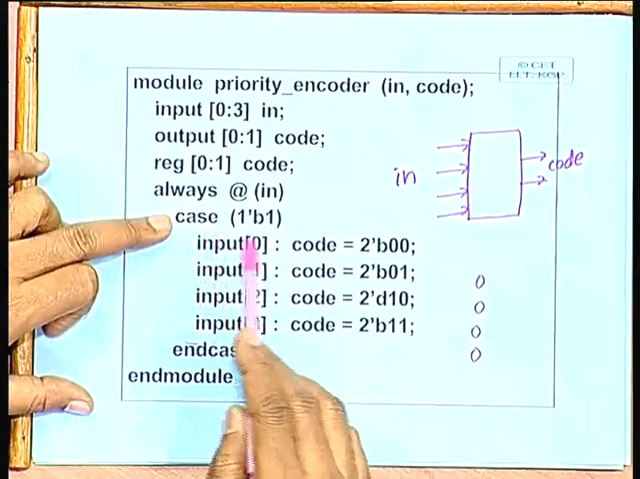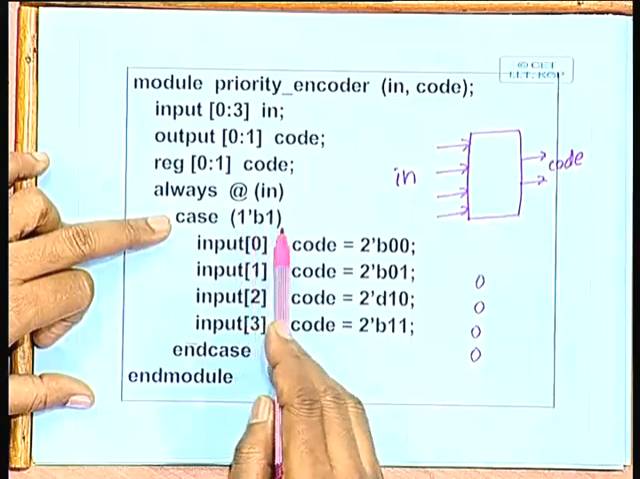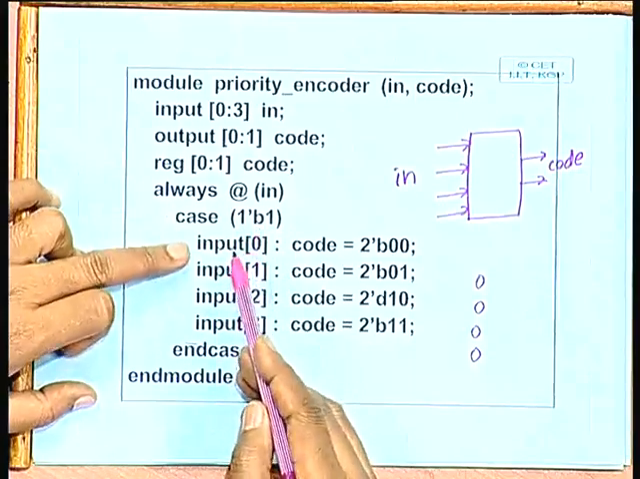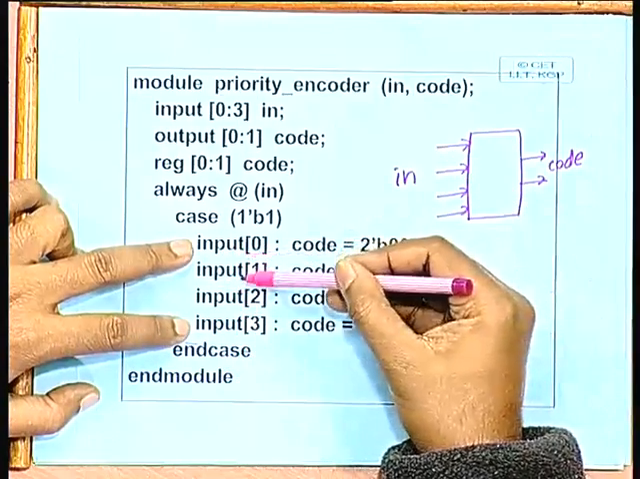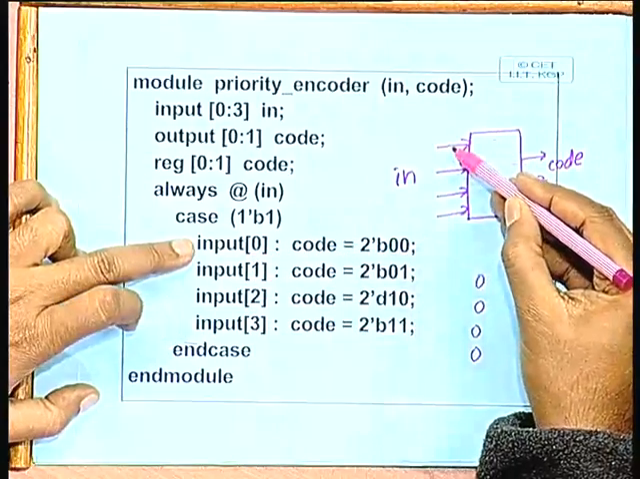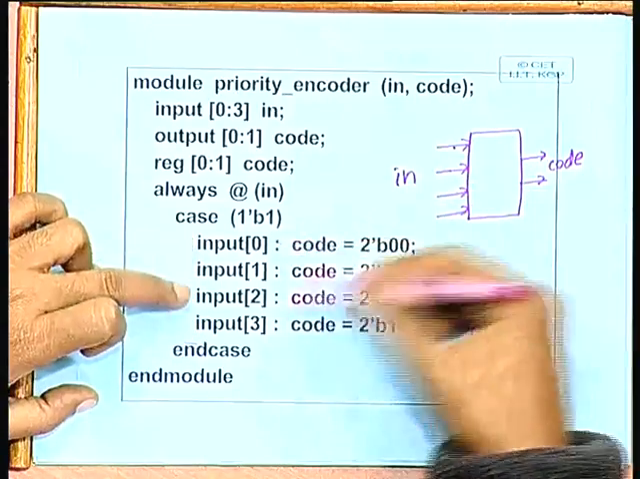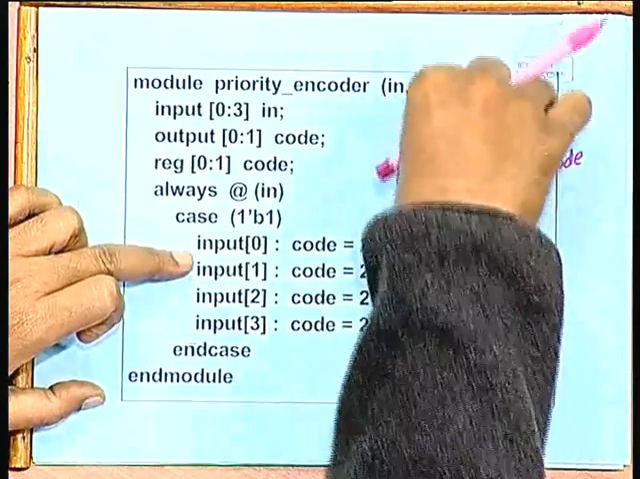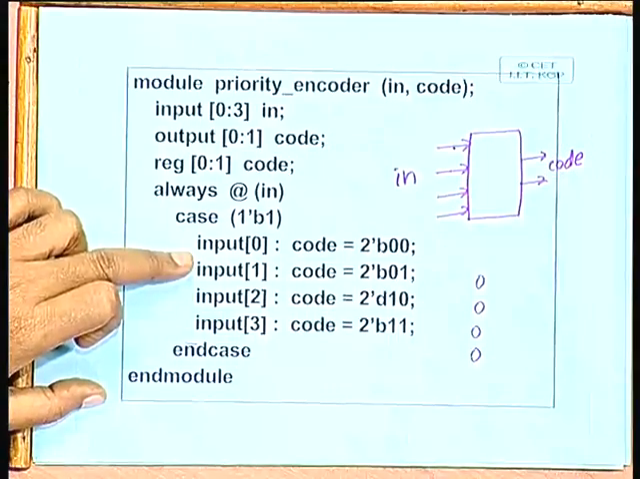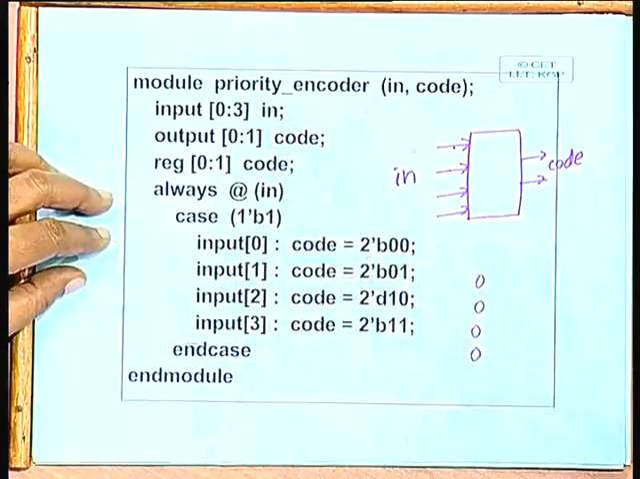Here I am giving a case statement. The expression is a constant value 1, so I am comparing these with 1, and the order in which I am applying this is the order in which the check will be made. First you check if input 0 is 1, then you check if input 1 is 1, 2 is 1, or 3 is 1. So whichever one you encounter first, that code you generate. So the priority goes this way. Just using a case statement like this, you can synthesize a priority encoder.